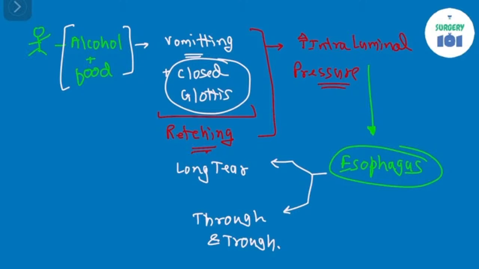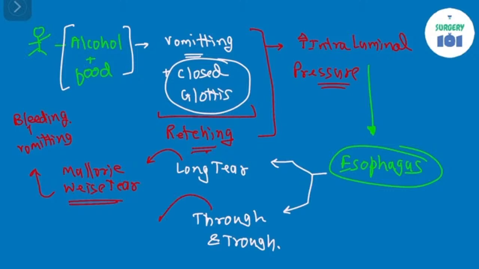If there is a longitudinal tear, what happens? This is something which is called a Mallory-Weiss tear. This is a patient who comes to you with vomiting and bleeding. Basically, it is going to come to you with an upper GI bleeding and vomiting. Does it make sense to you guys? I hope it makes sense. So because of the longitudinal tear, the patient is going to come to you with an upper GI bleeding and vomiting. That is your Mallory-Weiss tear.